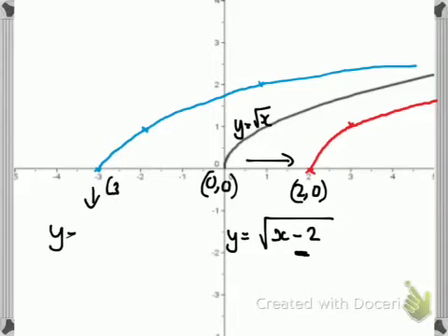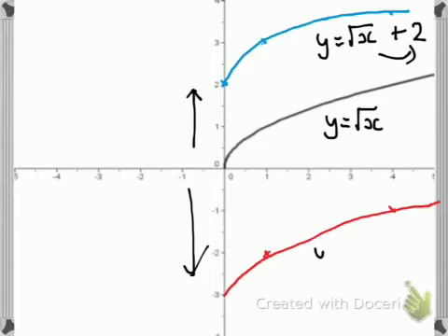Alright, the bottom graph here in the red, it's been shifted 3 places down, so it's y equals the square root of x minus 3. Taken 3 units down. Alright, this is an interesting situation.